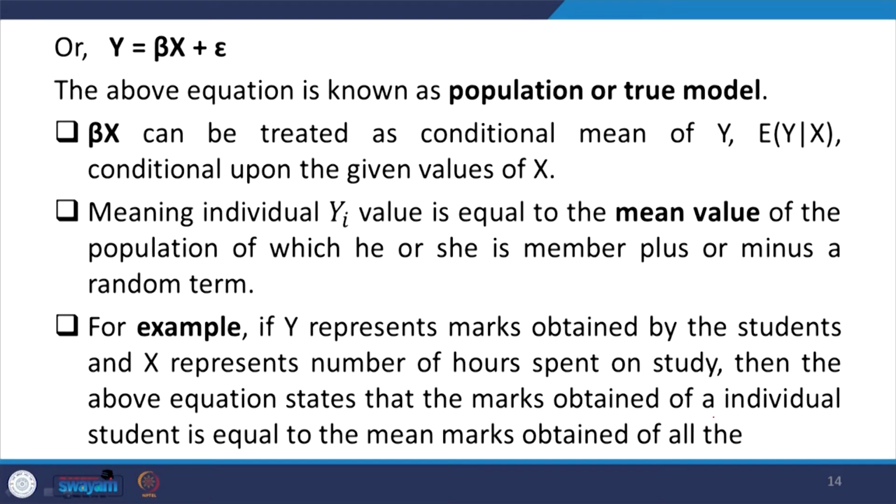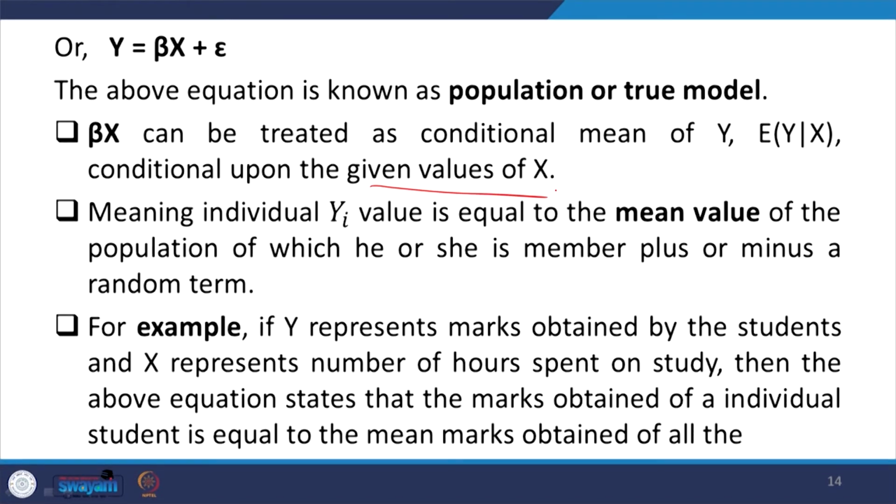This is called the conditional mean of y, that is the expected value of y given x, conditional upon the given values of x. Generally, how do we define it? If I simply take dy by dx, we get the beta value. Okay. That beta value corresponds to a particular unit change in x. Why am I saying unit change in x? Because beta is not just defined in isolation, it is y given x. Okay. So, that has to be understood. This is a conditional mean, not just an individual mean.